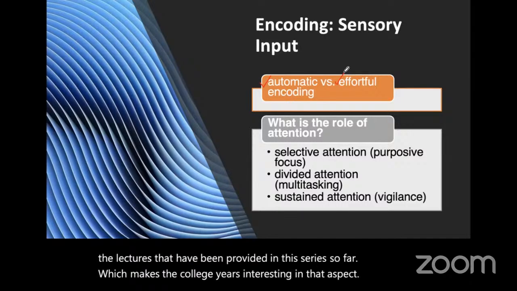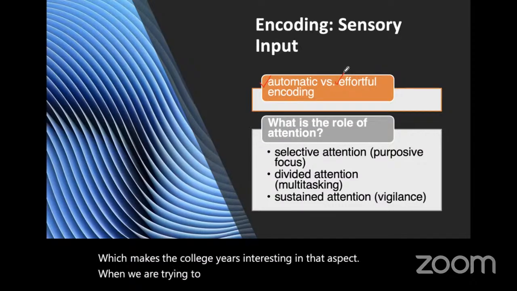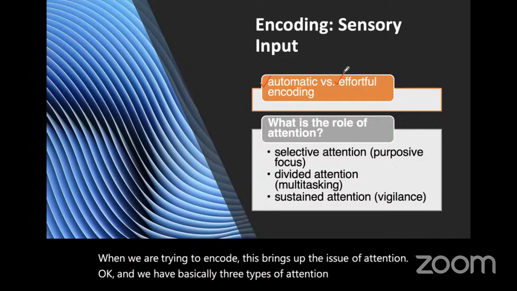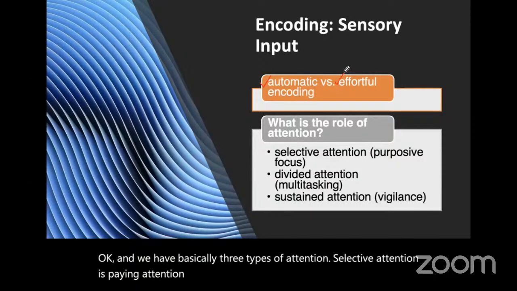Now, when we are trying to encode, this brings up the issue of attention. Okay, and we have basically three types of attention. Okay, selective attention is paying attention to one stimuli in a purposeful way.